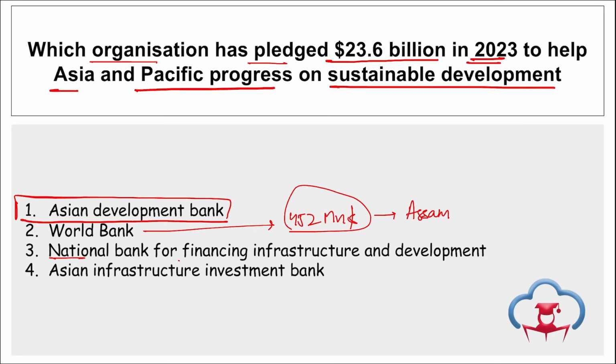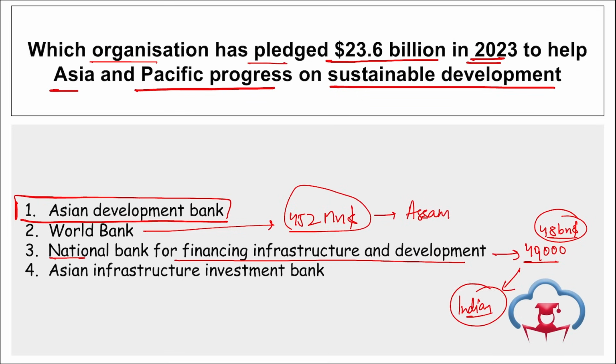Next is National Bank for Financing Infrastructure and Development. They have raised almost 40,000 crore rupees, that is close to 4.8 billion dollars, and it was basically to enable Indian lenders to double their loan disbursement. That means the amount of loans Indian lenders are providing can be doubled. Say for example, earlier they were giving 1000 crore rupees of loan, now they can give 2000 crore rupees of loan to various lenders in India.